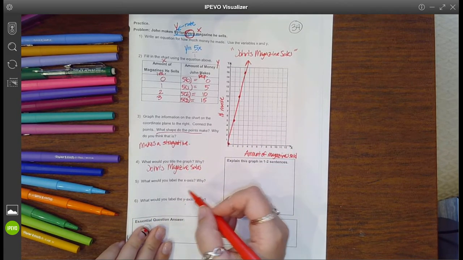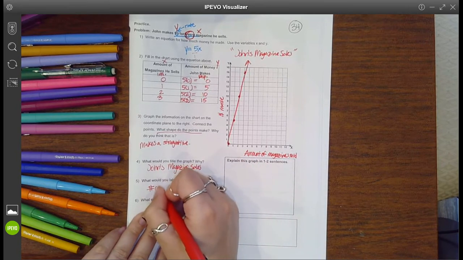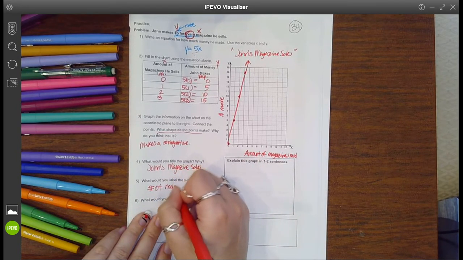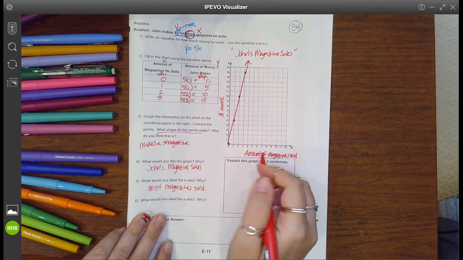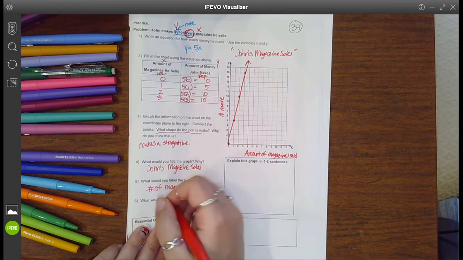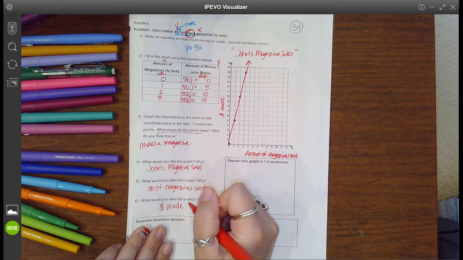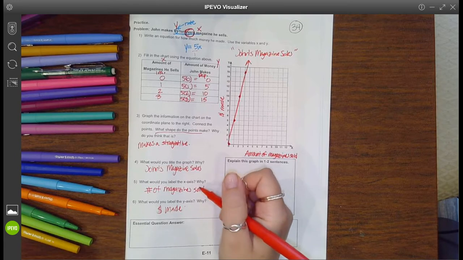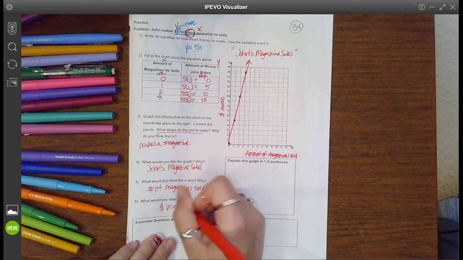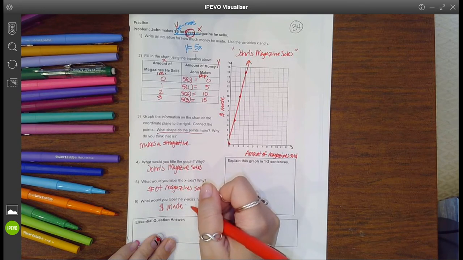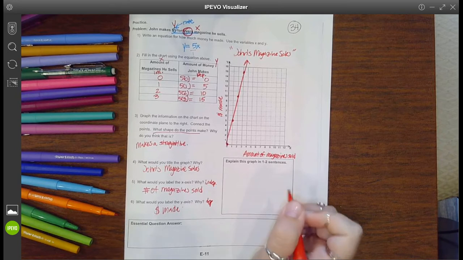Okay. What would you label the x-axis? Well, we labeled it the number of magazines sold. So this is the cause, and what's it affecting? It's affecting the money made. So that would be your dependent. So why do we label these ones? Because y is always the dependent, and how much you make depends upon how much you sold.